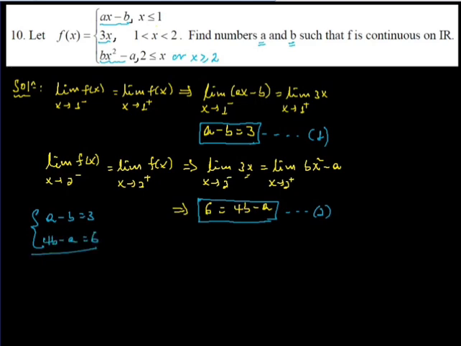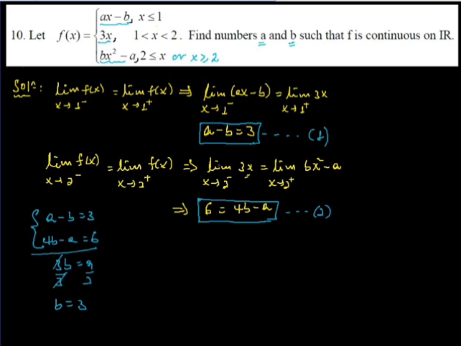So you can directly add them. a minus b plus 4b minus a: a with minus a is 0, and 4b minus b is 3b. 3b is equal to 3 plus 6, which is 9. So dividing both sides by 3, the value of b becomes 3. Okay, so 9 over 3 is 3.